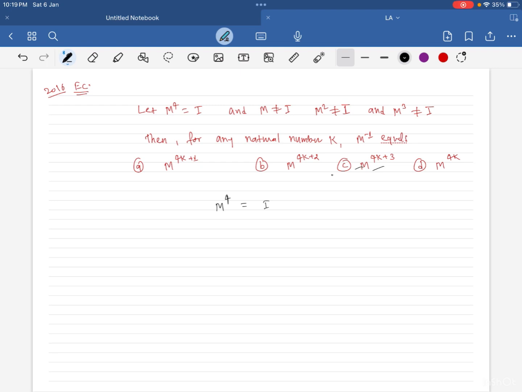So what would be m to the power 8? The multiplication of these two would be m to the power 4 times m to the power 4, and it should again be the identity matrix, right? And if we try to find the m inverse, then we can multiply by m inverse here and m inverse here. So what we get is m inverse is equal to m to the power 7, right?